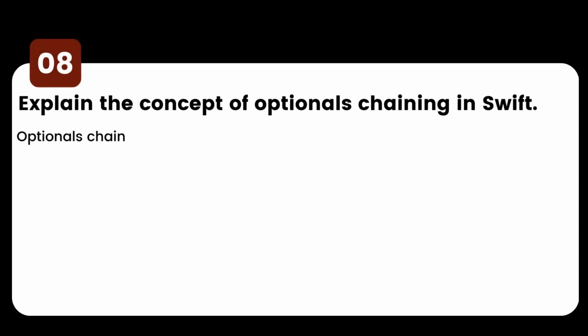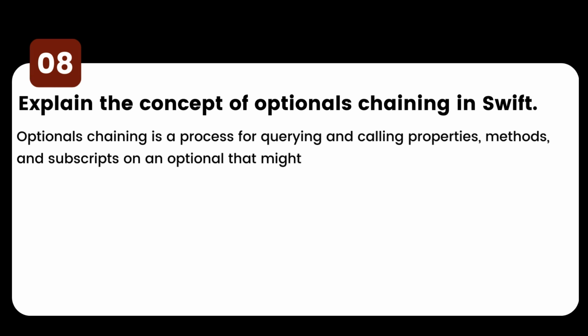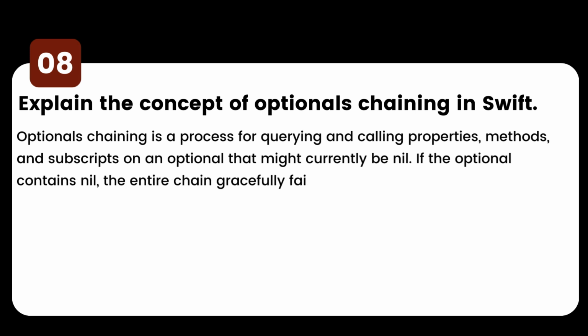Explain the concept of optional chaining in Swift. Optional chaining is a process for querying and calling properties, methods, and subscripts on an optional that might currently be nil. If the optional contains nil, the entire chain gracefully fails.